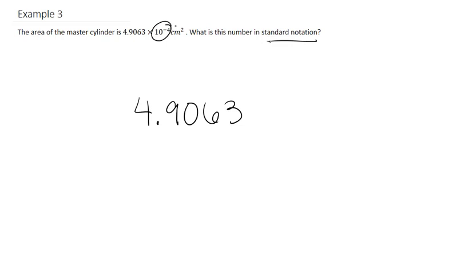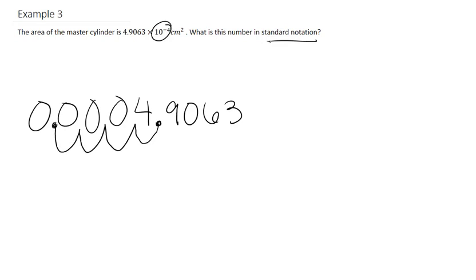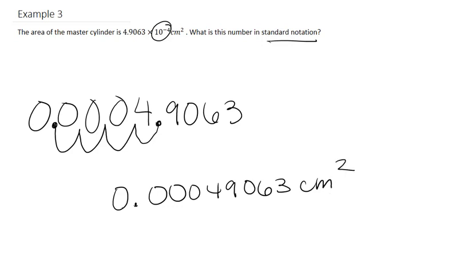This negative 4 means we are going to move the decimal to the left this time because it's negative. So we move it to the left and we move it over 4 times. So we take the decimal and we move it over to the left 4 times. So 1, 2, 3, 4. So we end right there. So our new number would be as follows. And we can keep the units, but it is in a very small number now.